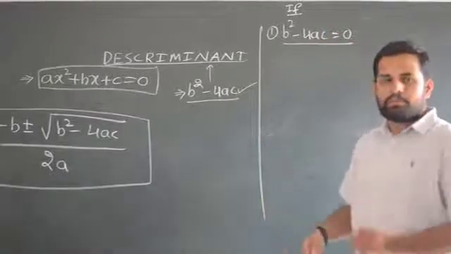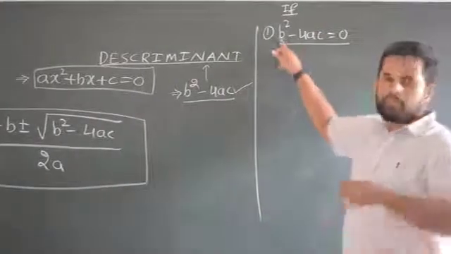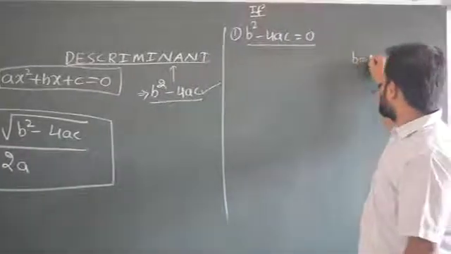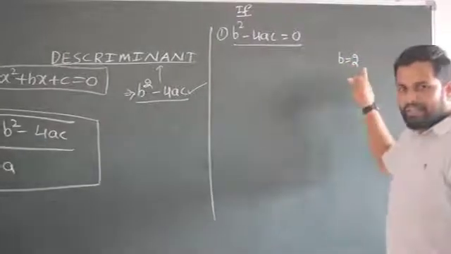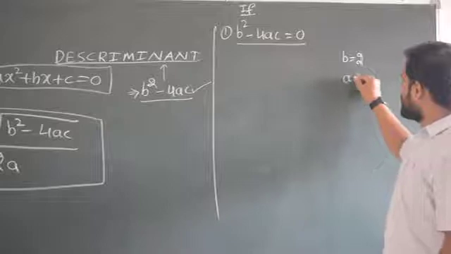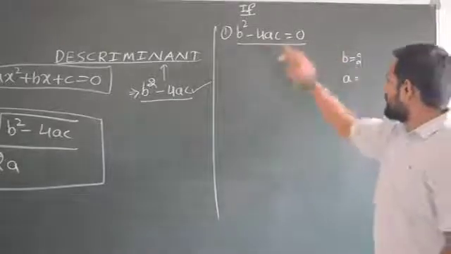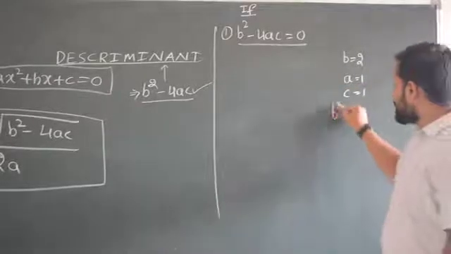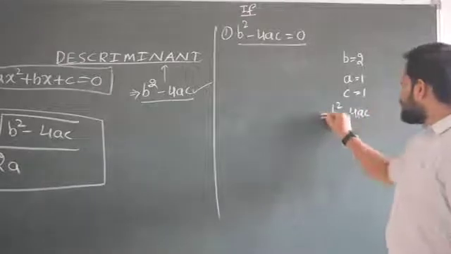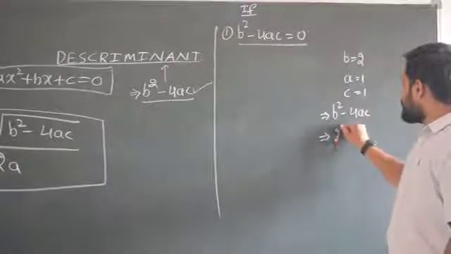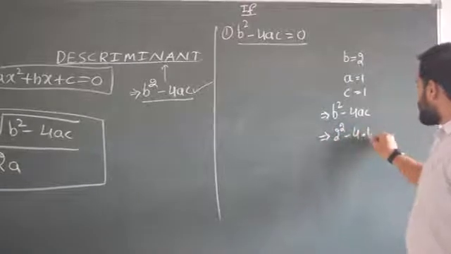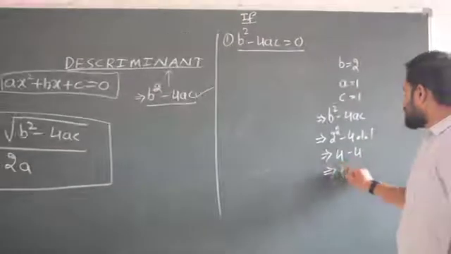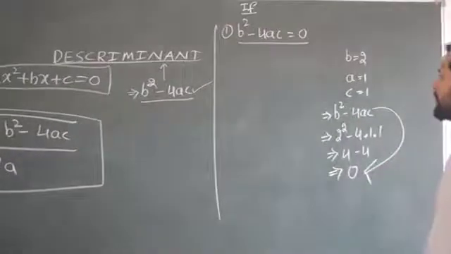For some situation it may become 0 or not, yes or no? I may have some value of b, and some values of a and c. For example, I am giving you an example: b is equal to 2, a is equal to 1 and c is equal to 1. Now find the value of b square minus 4ac. What does it become? b square means 2 square, minus 4 into a, which is 1, into c, which is 1. 2 square means 4. So 4 minus 4, what does it become? 0.